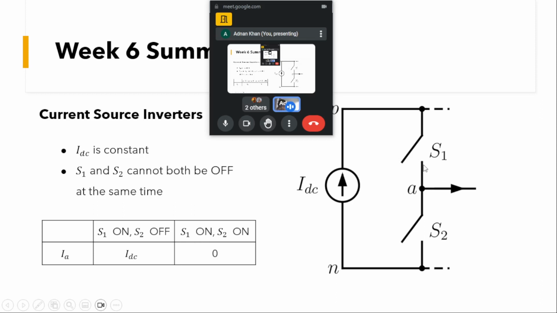The other condition is when S1 is on and S2 is on. The current will flow through S1, S2 and back to the source, and there will be no current through the A terminal. When S1 and S2 are on, the source current will freewheel through this path and IA will be equal to 0. So here we saw that when S1 is on and S2 is off, we get a positive current. When S1 and S2 are both on, we get zero current. This was about current source inverters.